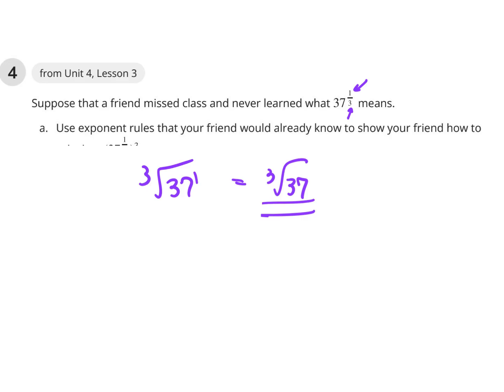Now, what would happen? Part B is not written, but if we were to cube this, when you raise a power to a power, you multiply the exponents. This becomes 3/3, which equals 1. So if you cube 37 to the 1/3, you get 37. Because anything to the first power is that number.